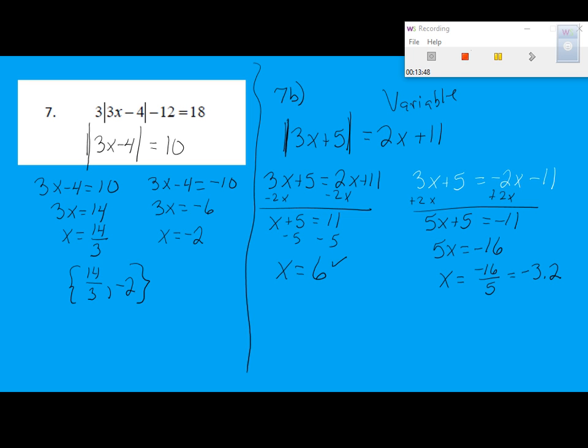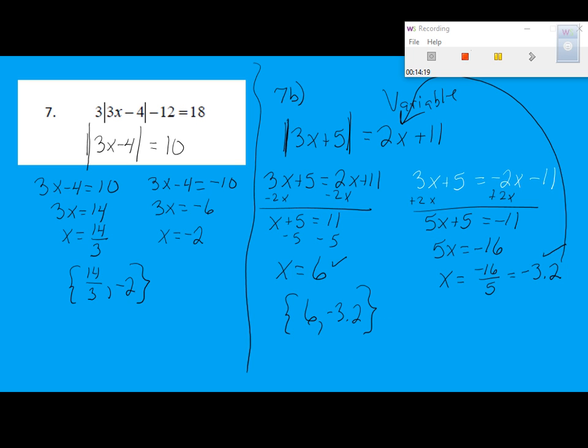Now we have to decide if we're keeping it. So I'm going to plug it right there. In your calculator, we'll go 2 times negative 3.2 plus 11. If you see a positive number on your calculator, we keep it. If you see a negative number on your calculator, we got to throw this away. In this case, it's positive. So both of them are keepers in this case.